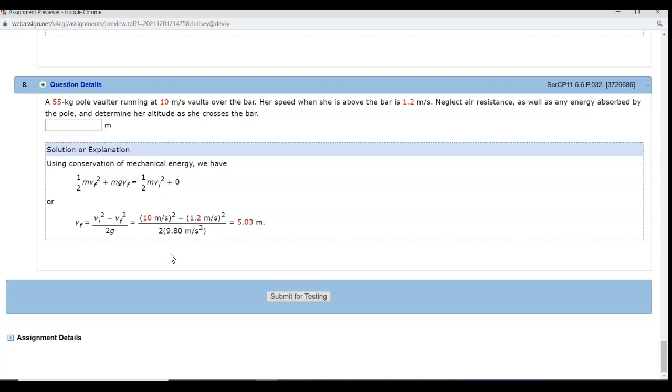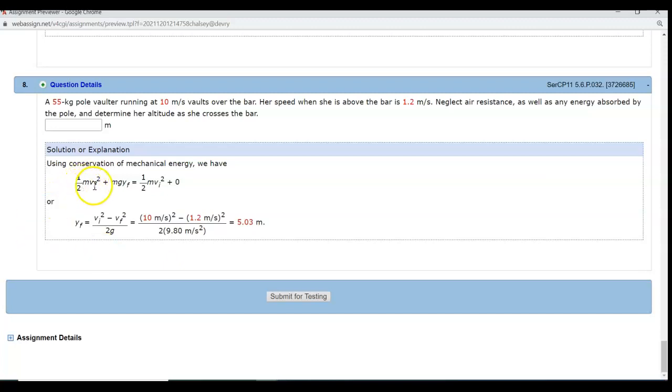A 55 kilogram pole vaulter running at 10 meters per second vaults over the bar. Her speed when she is above the bar is 1.2 meters per second. Neglect air resistance as well as any energy absorbed by the pole and determine her altitude as she crosses the bar. That would be her height in the y direction, so our y final.